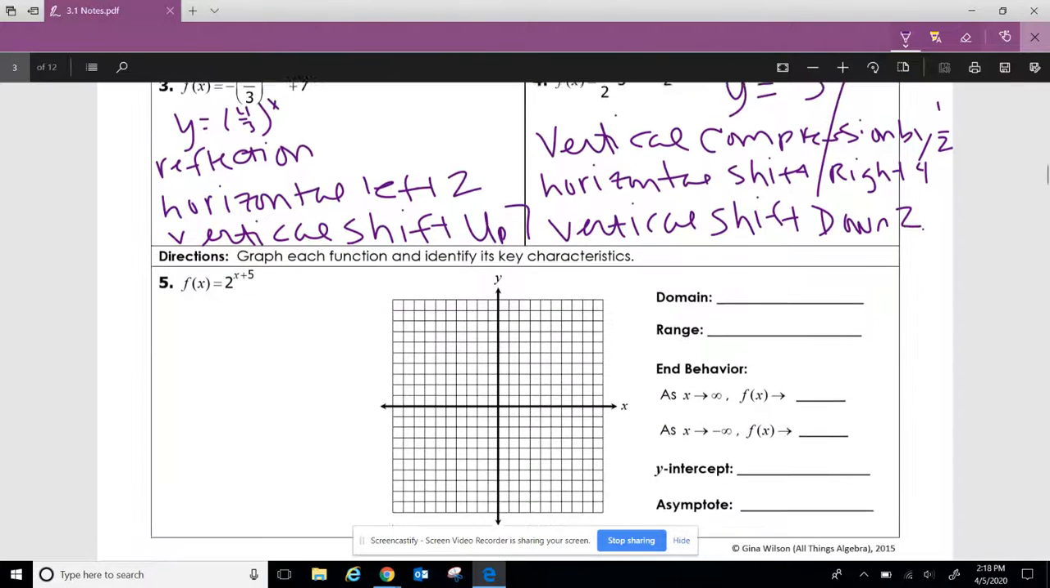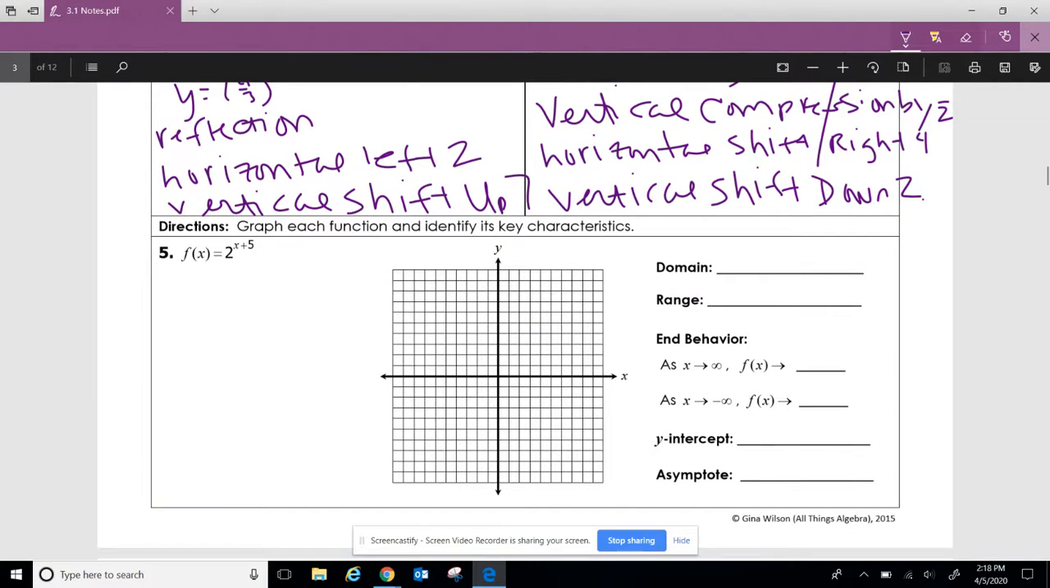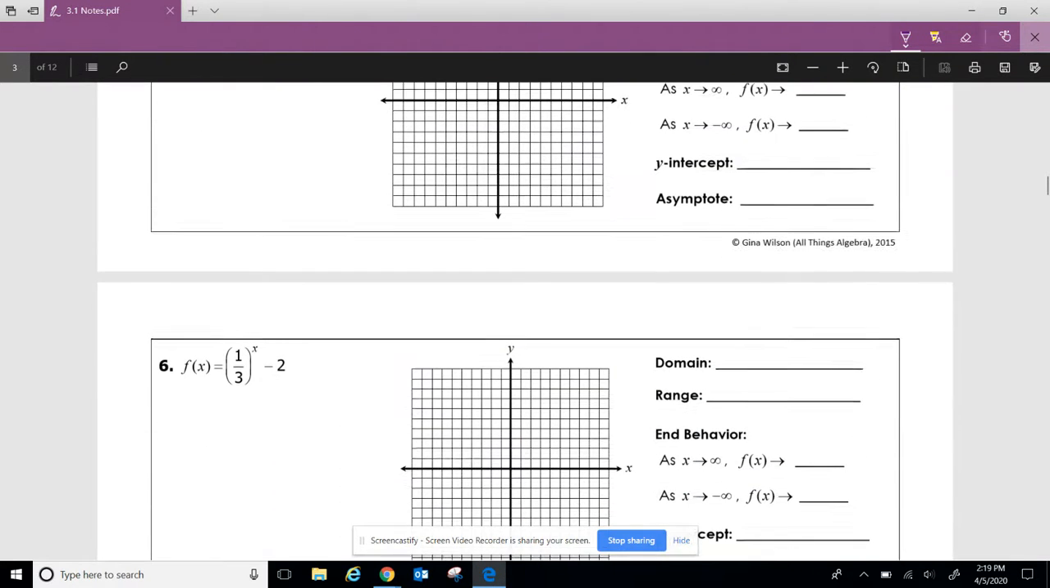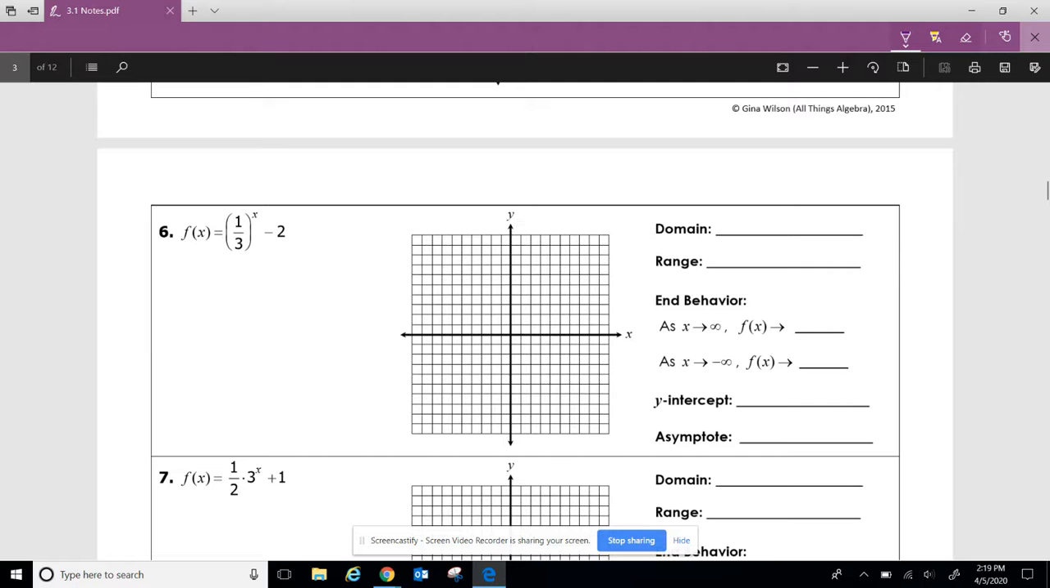Welcome back to 3.1 pre-calculus. We're going to do a couple of these graphs. I'm not going to do the first graph because there's just one transformation in number 5. If you want to see that one, you can look at the bottom of the notes that I provided. Same thing for number 6.